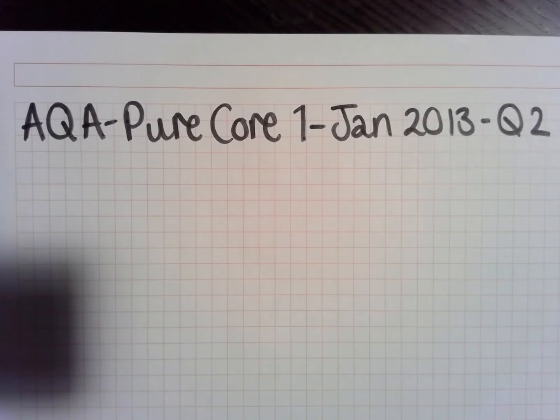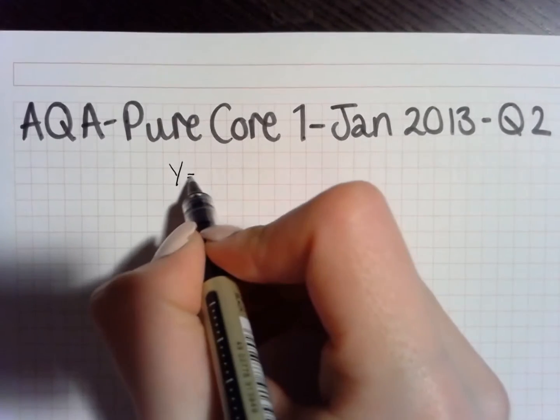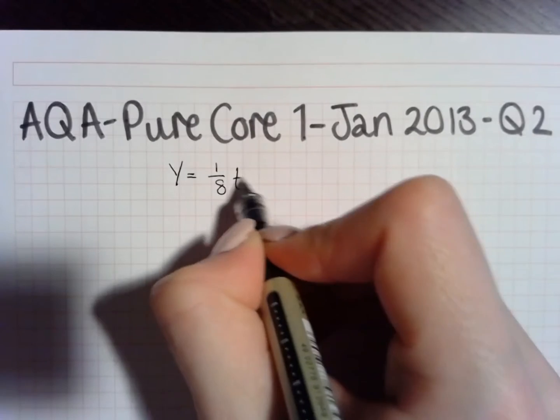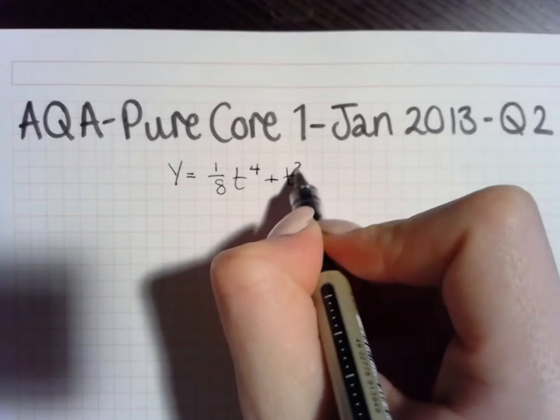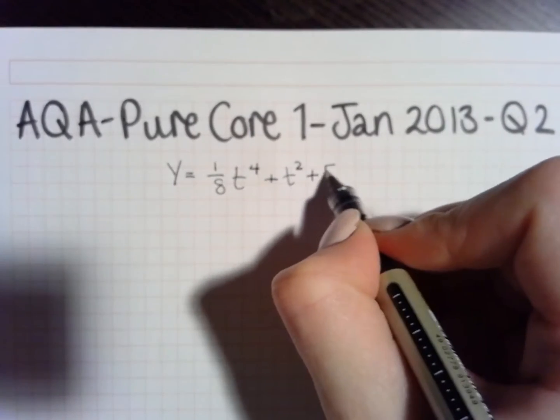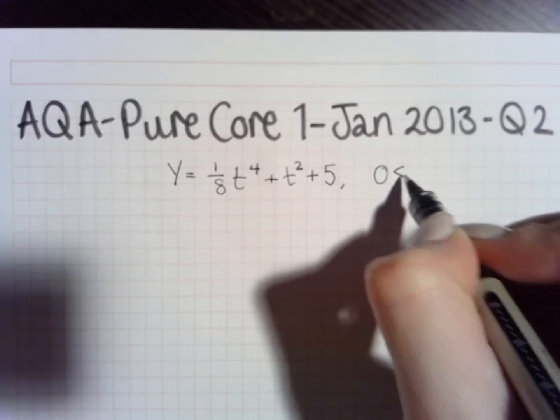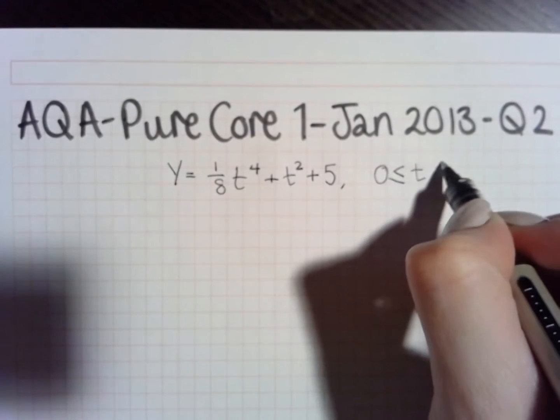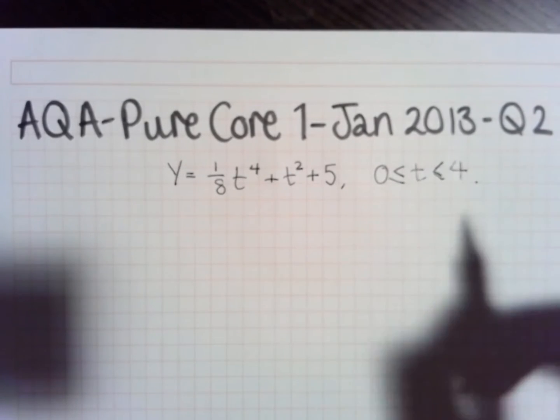Hello, so AQA Pure 1, January 2013, question 2. The question says, a bird flies from a tree at a time t seconds. The bird's height, y meters, above the horizontal ground is given by y equals 1 over 8 t to the 4 plus t squared plus 5, with 0 less than or equal to t less than or equal to 4.